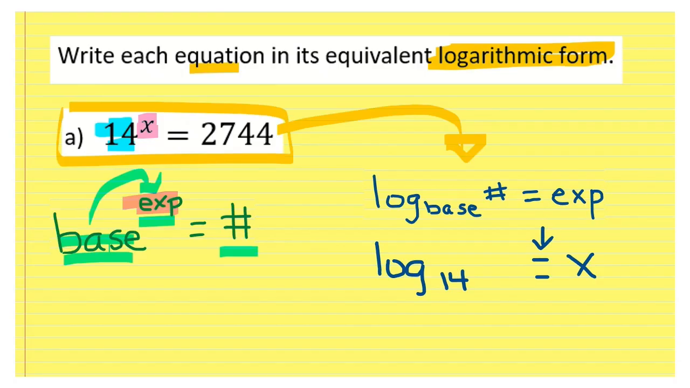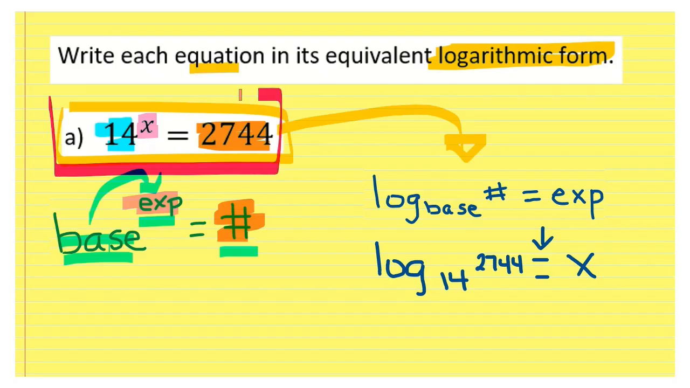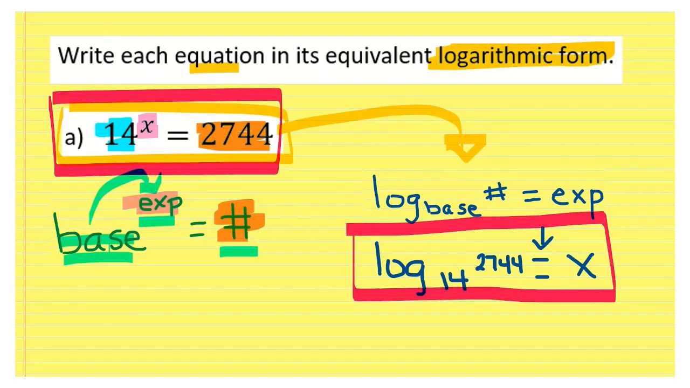And then what is left? What's left over from that? Well, whatever's left over is going to be in this position in the exponential form. So 2744 is what's left over, or the argument of the log. So that means I'm going to put 2744 right here. Okay, so now we have converted this exponential form into its log form right here.